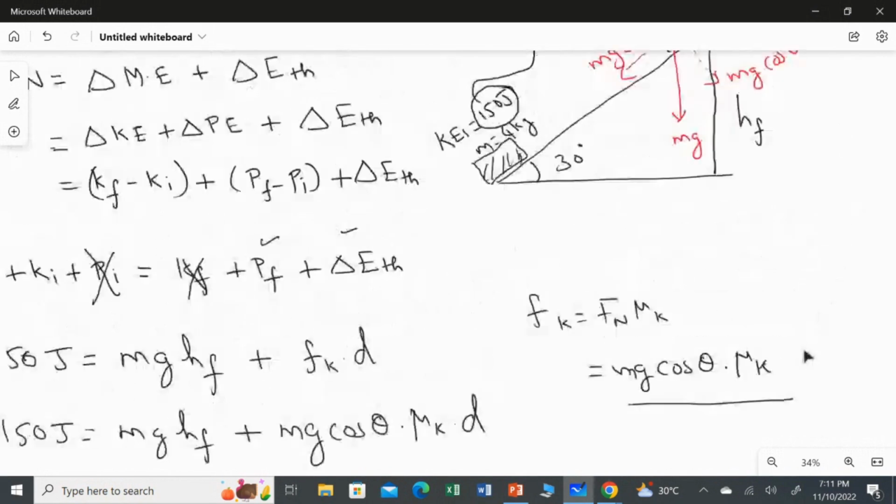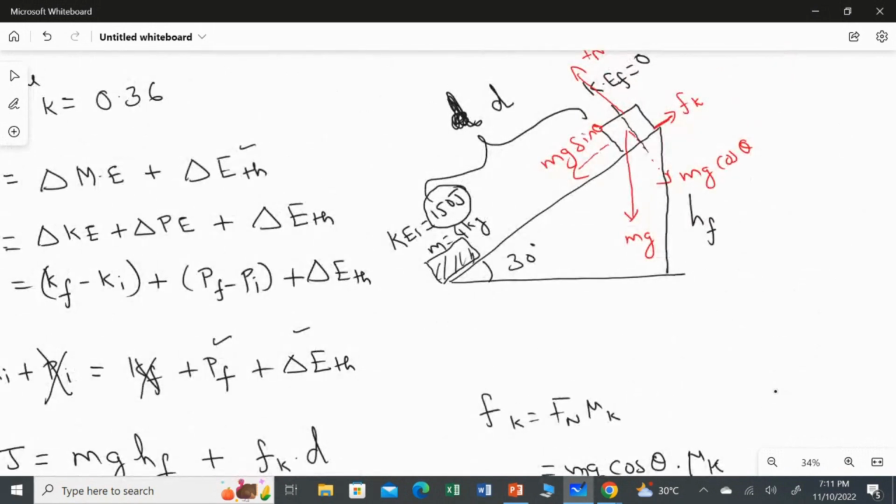So I have to use this diagram. Brother, you have to see this diagram. This is my opposite side. This is my hypotenuse. Am I right? So what we studied in trigonometry, sine theta is equal to opposite side over hypotenuse. Here the opposite side is hf, divided by my hypotenuse, which is the distance, right? The left hand side I have sine theta, right?